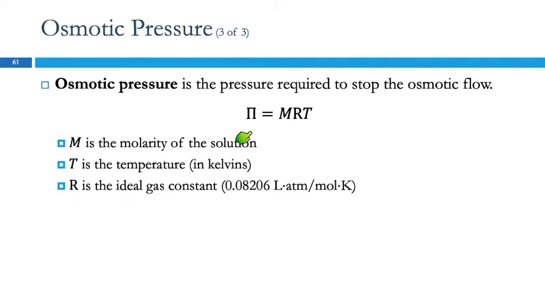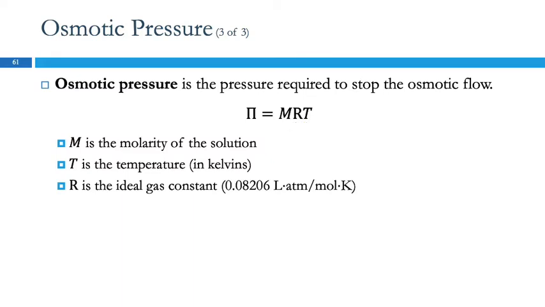And the equation for that is, this is a capital Pi. Capital Pi equals the molarity of the solution times the ideal gas constant times the temperature. We can use molarity here instead of molality because we're not intrinsically dealing with temperature changes. This usually is just, we're talking about at a fixed temperature, so we can use molarity. So the molarity of the solution, the ideal gas constant, and the temperature in kelvins.